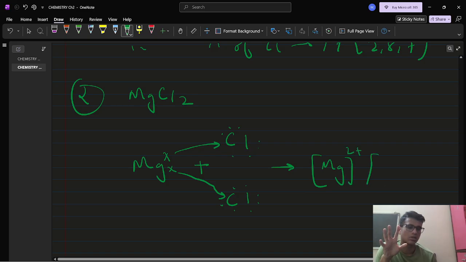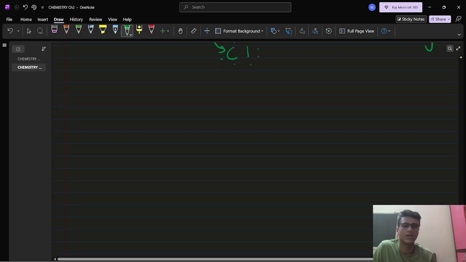Mg2+, this will form 2Cl minus 2 because there are two atoms. Don't show plus sign over here. It is in the textbook, but it is wrong as per me. Okay, so this was electrovalent compounds.